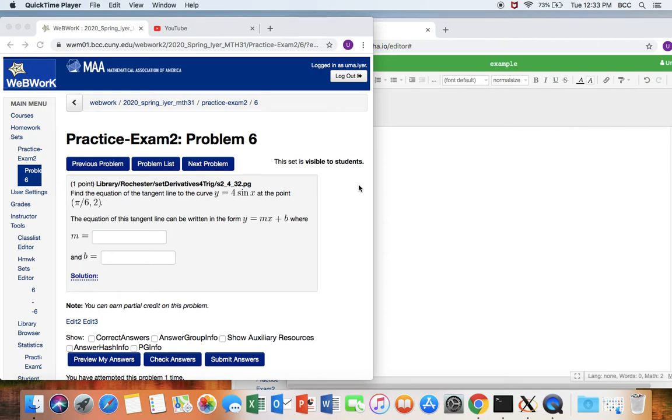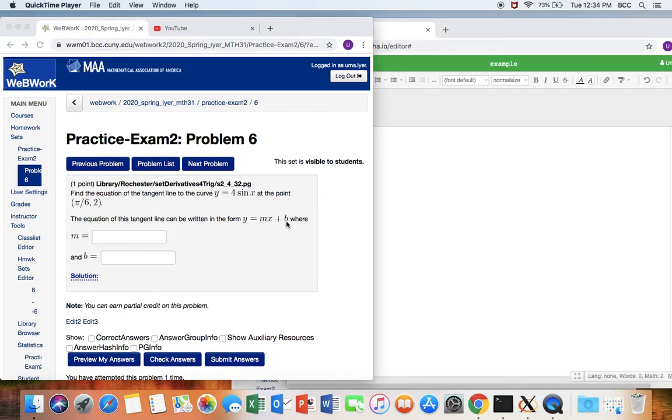Alright, good afternoon everyone. So now this is problem 6, practice exam 2. The question is, find the equation of the tangent line to the curve y equals 4 sin x at the point pi over 6, comma 2. They want the equation of this tangent line to be written in the form y equals mx plus b, where m is question mark, b is question mark. Notice this form is called slope-intercept form. So this is the form they want you to write your equation in first.